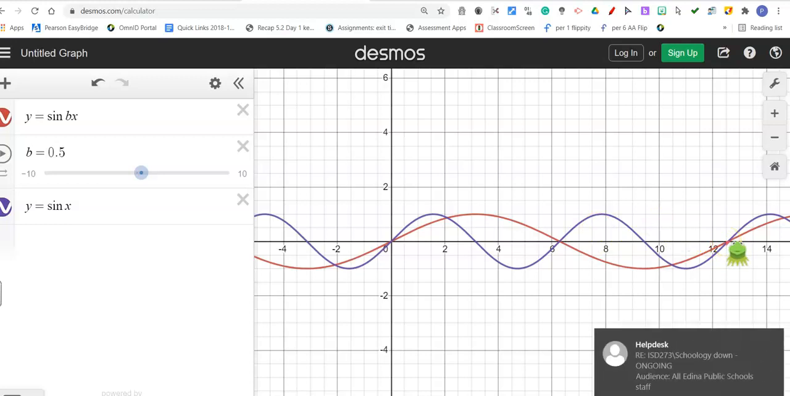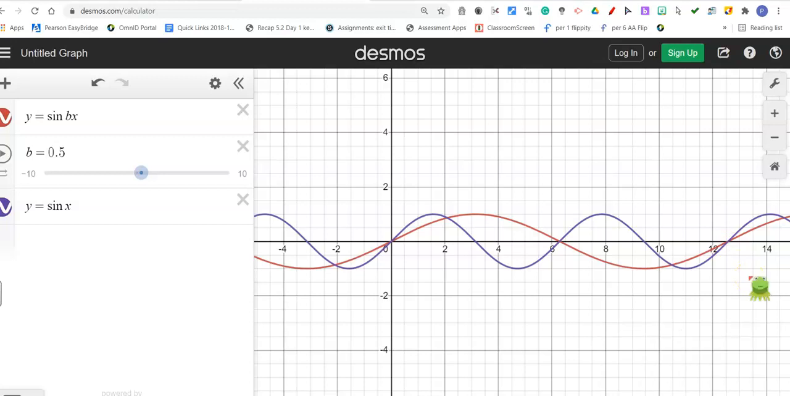If you looked at pi, you would notice that 4 pi is about 12.4-ish, so about right there. So now when b is a half, that means I only have half the cycle that I had previously. That's what that's telling me. I only have half the cycle that I previously had in the 2 pi.